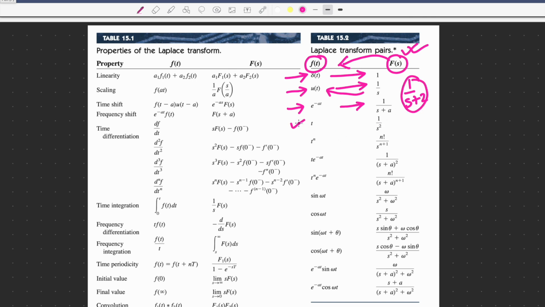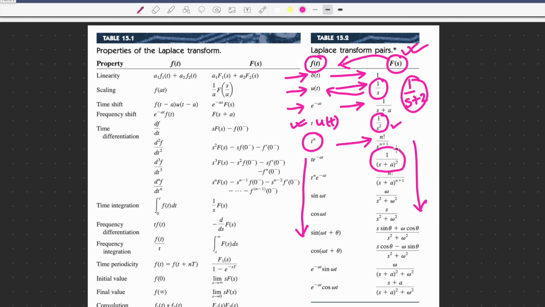Similarly, if we have the function t u(t), in all these functions u(t) is by default multiplied. So for the t function, we have 1 by s square. So in 1 by s, another s is multiplied. Then for t to the power n, we have this transformation. Likewise, this table can be referred to whenever we need it, as per the requirement of the inverse Laplace transform. If something is in this form, we have to write the inverse Laplace transform of that as t into e to the power minus at. Then there come a few properties of the Laplace transform.